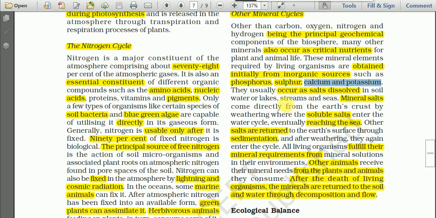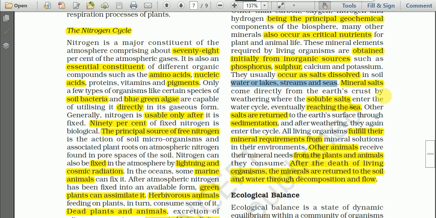That means from the surface of the earth. They usually occur in the salt dissolved in the soil, water, lakes, streams, or seas. So these minerals, maybe sulfur, maybe phosphorus, calcium, potassium, all these are found in the soil, dissolved in water or lakes, or in the streams or the seas.